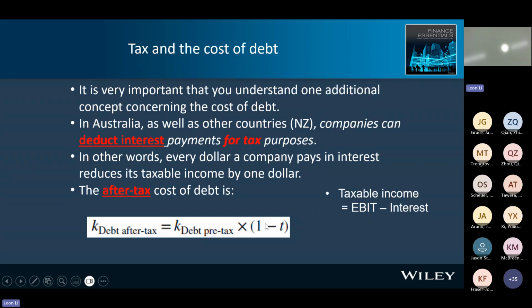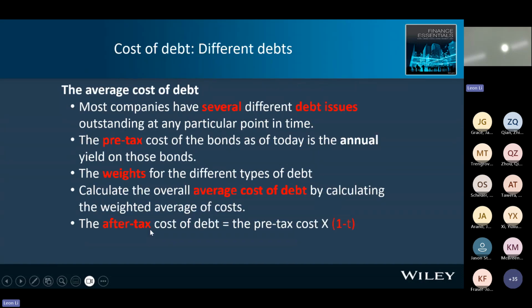Right. So debt has a benefit. The benefit is tax. All right. So because the company can deduct the interest payment for tax purposes. Right? So now you know the tax, and in our cost of capital, we should use the after-tax cost of debt. So next slide, we consider the general case, different debts.